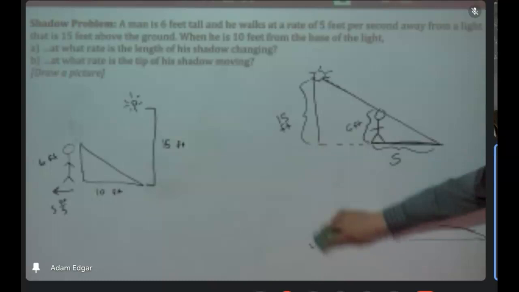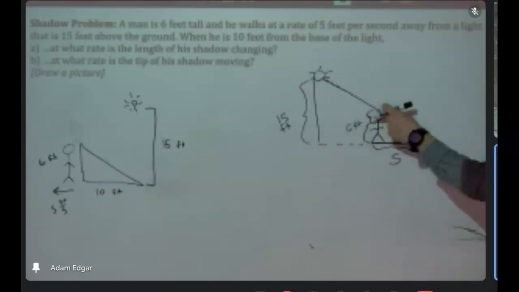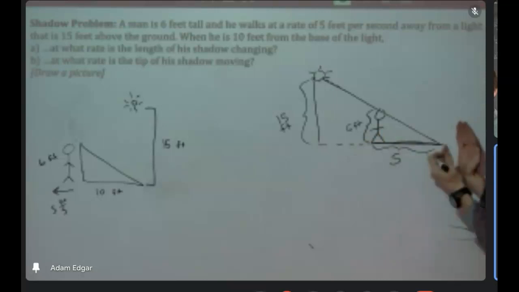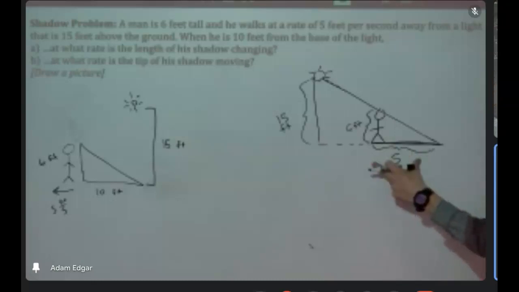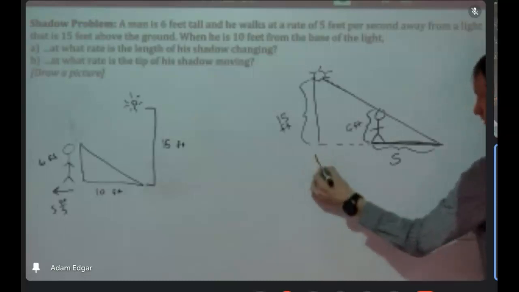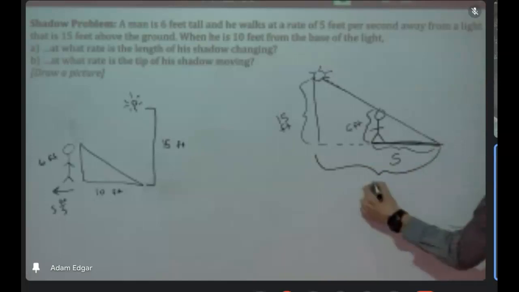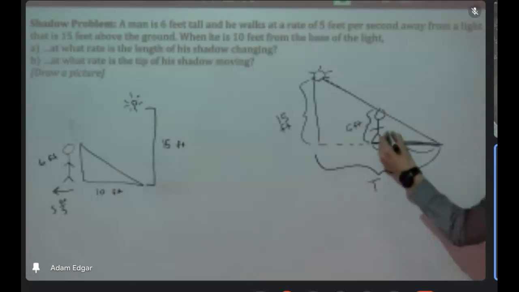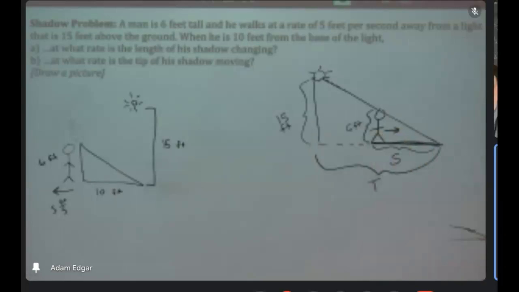So the sun basically looks through the top of your head, and whatever this triangle is, the base is your shadow. And then we want to talk about how the shadow is changing, and that's just the base of the small triangle. We also want to talk about the tip of the shadow, which is a little weird, but that is really talking about this whole big distance. I'll call that big T. Because as you walk further away, or I guess towards the lamp, your shadow is going to change, but also the big T is going to change. Say again?